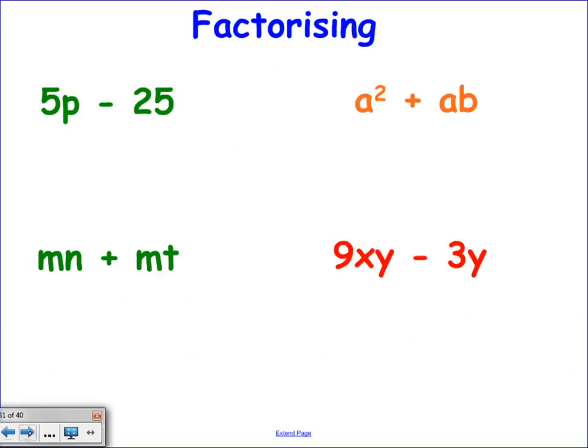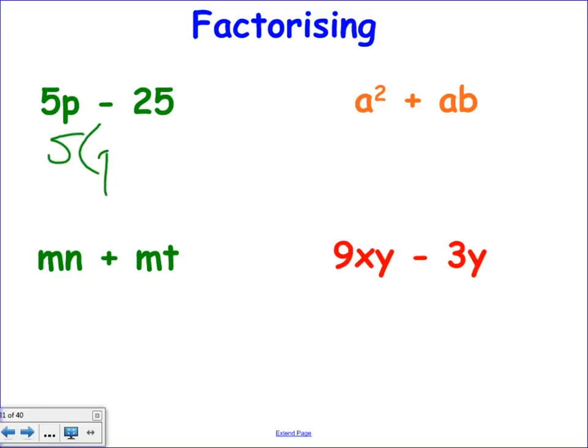Let's do 4 together and then I'll give you some to do on your own. Okay? The reason I'm doing some more examples is factorising is the one thing almost everyone gets wrong when we start our practice papers in November. So remember, it's putting things into brackets by finding something that's common. So what's common to 5p minus 25? 5. Ask yourself, what do I multiply by 5 to get 5p?